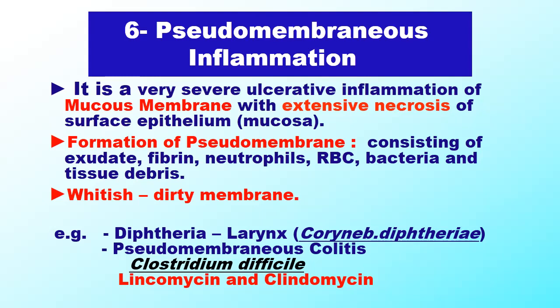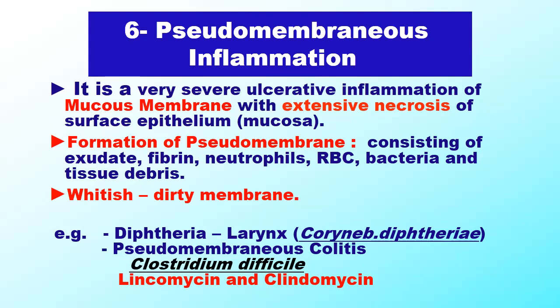Examples of pseudomembranous inflammation are diphtheria, which is an acute bacterial infection of the larynx by Corynebacterium diphtheriae, and pseudomembranous colitis. Pseudomembranous colitis is an opportunistic infection caused by Clostridium difficile and related to antibiotic therapy such as lincomycin and clindamycin. These antibiotics alter the normal bacterial flora in the bowel and cause overgrowth of Clostridium difficile, resulting in pseudomembranous colitis as a side effect of these antibiotics.